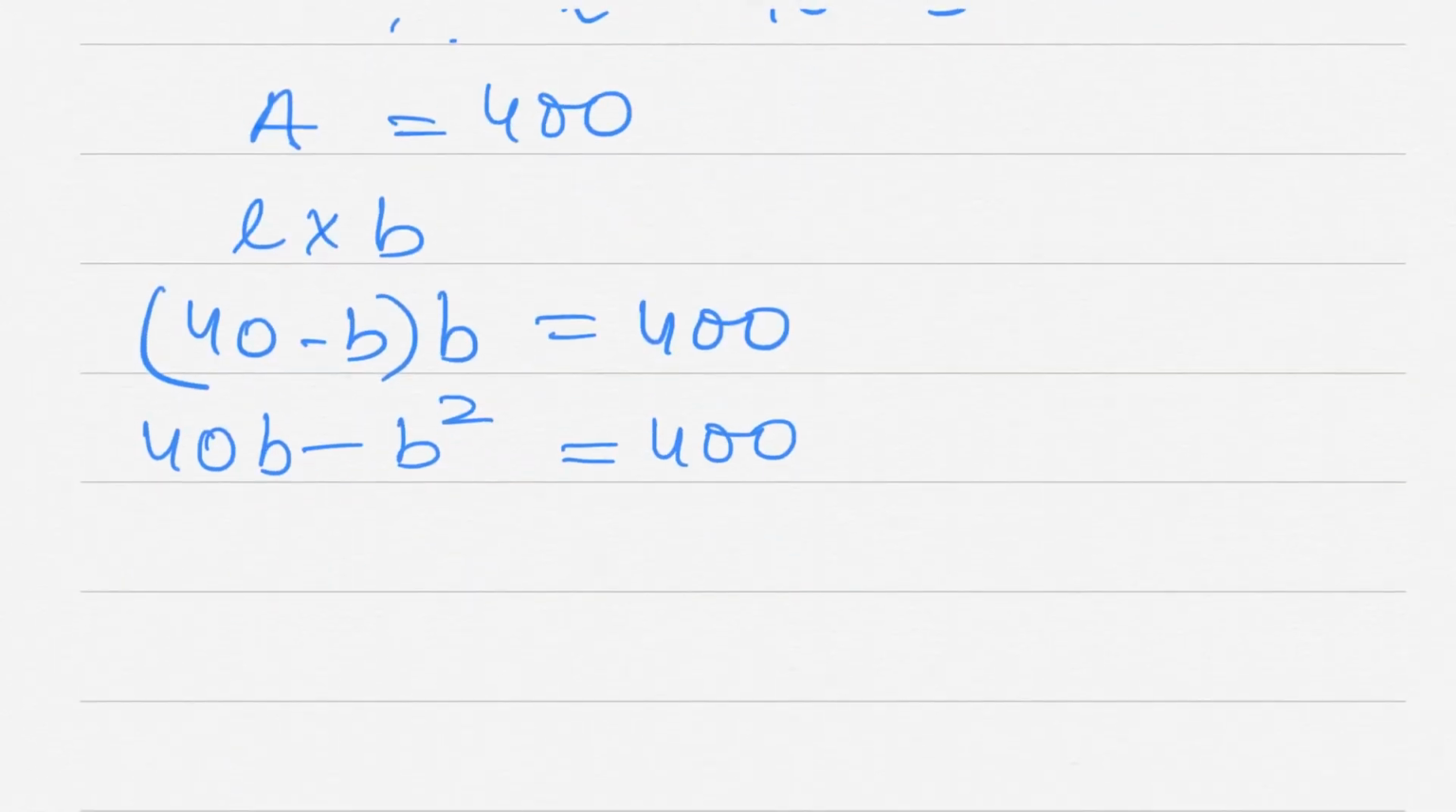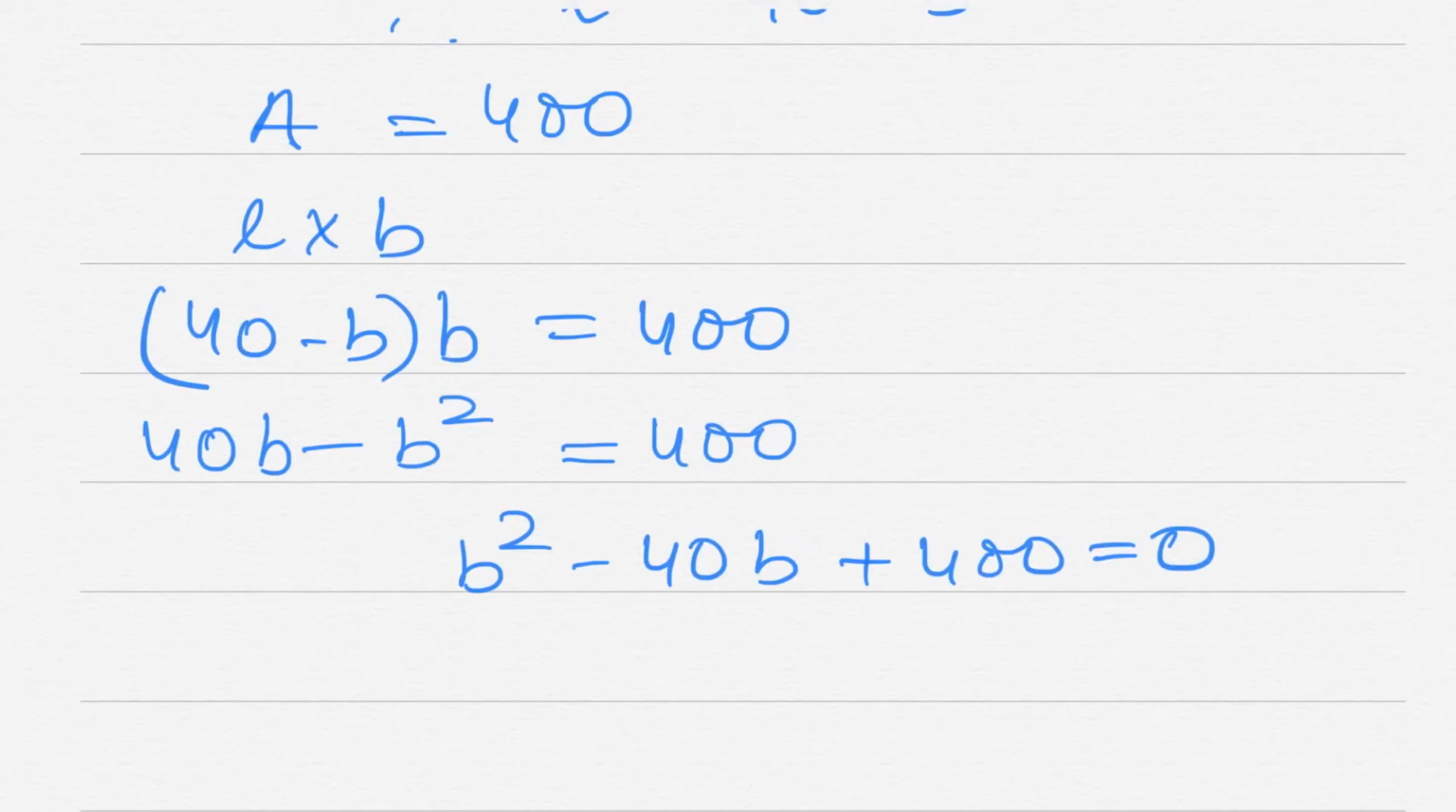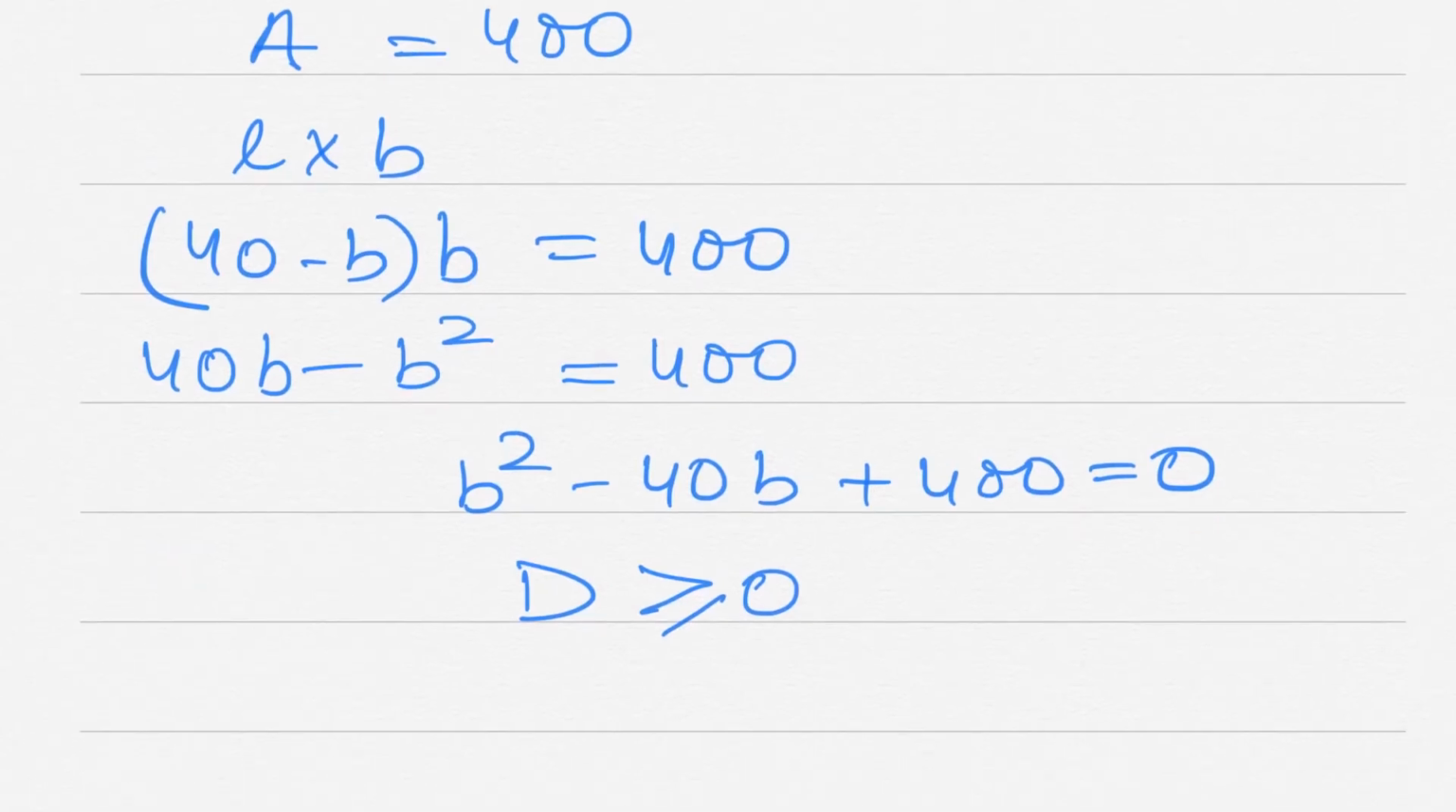Let me take everything on the right hand side. So b square minus 40b plus 400 is equal to 0. This is in the form of a quadratic equation now. Let me check if my discriminant is greater than or equal to 0, then only it will have real roots. So then only it is possible to have a rectangle.